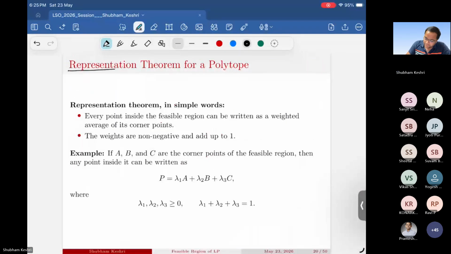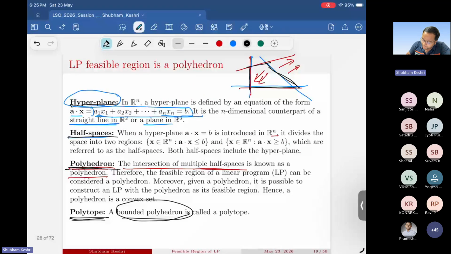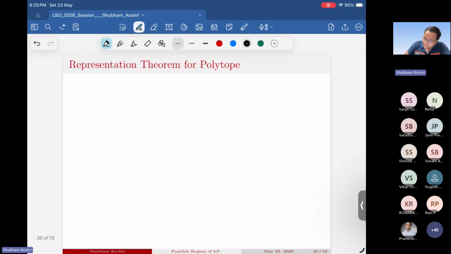Okay. So there is a theorem which is known as the representation theorem. We are now seeing the representation theorem for a polytope. What is a polytope? A polytope is a bounded polyhedron. So there is no unboundedness. It is a bounded polyhedron. Okay. So let me draw a simple polytope in 2 dimensions.